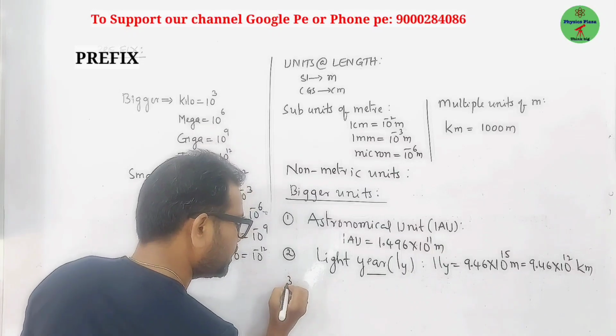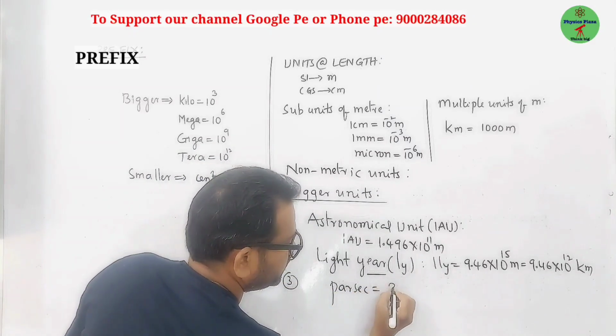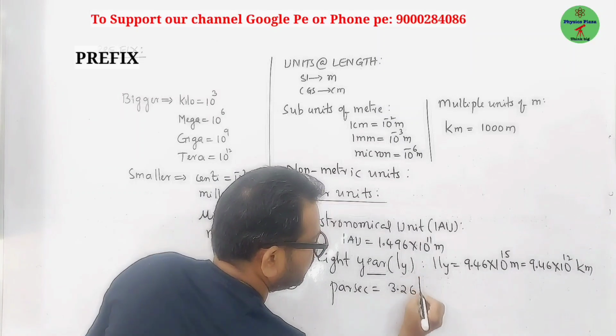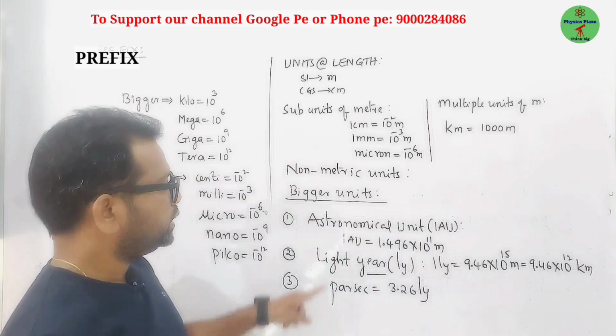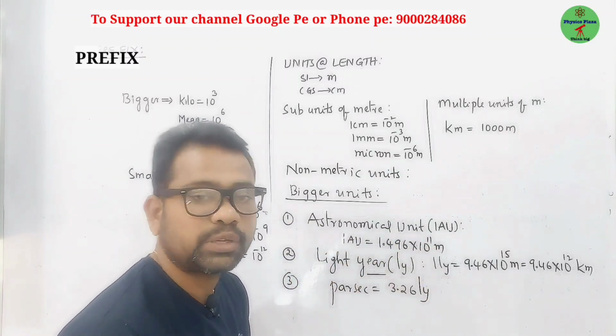And if you still want a bigger unit, we have the parsec. 1 parsec is equal to 3.26 light years. So these are the non-metric units of length which are used to measure very much bigger lengths.